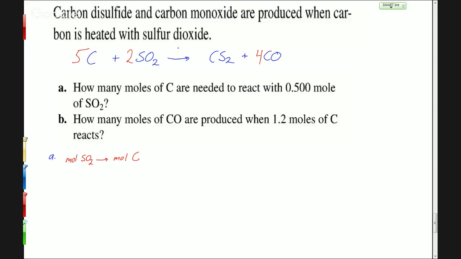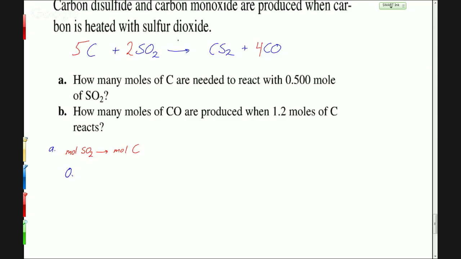So for that first one, we can think of it as this kind of a conversion. We're going from moles of SO2 to moles of C. And to do that, we can come up with a factor that cancels out moles of SO2 and leaves us with moles of C. And that factor we get from the equation. We see that there's a 2 next to the SO2 up in the balanced equation, and a 5 there.